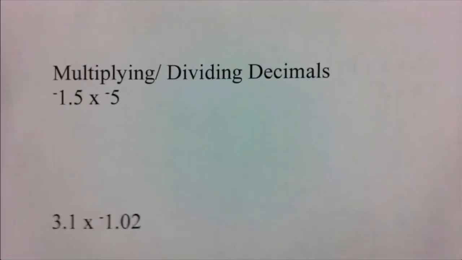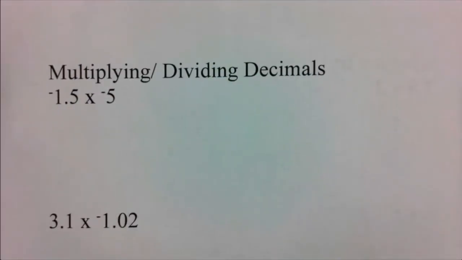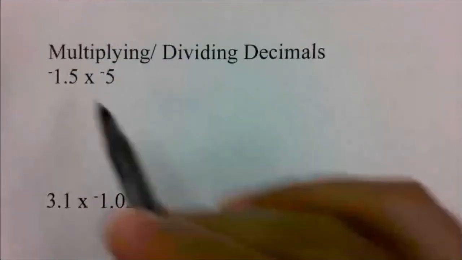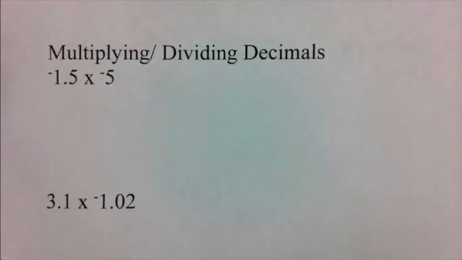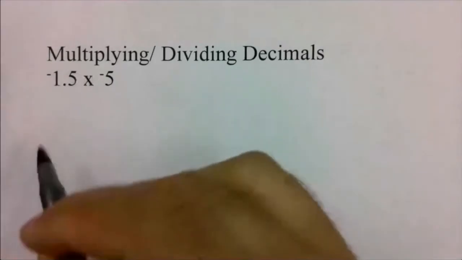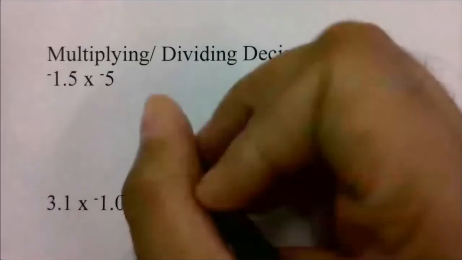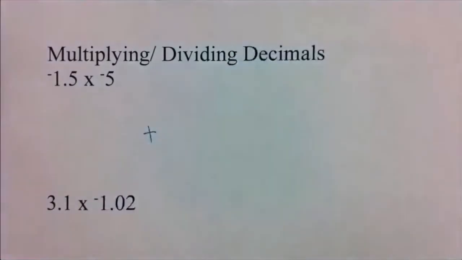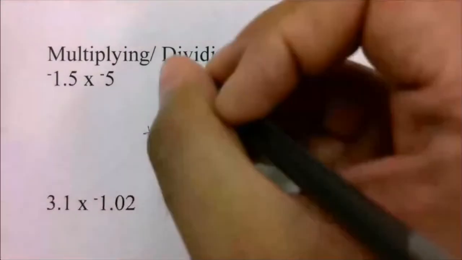So now let's multiply and divide decimals. Here we have 1.5 times 5. Now, we know from our basic rule that when you are multiplying two negatives, my answer is automatically going to be a positive number, right? And when you're multiplying, let's set this up vertically.